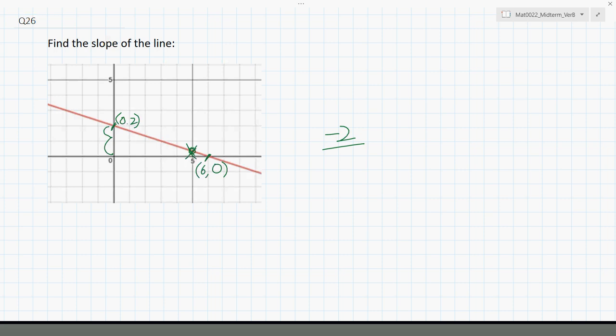Remember how we said rise over run? So my rise was negative. My run is always going to be positive. All right? So I'm going to run 1, 2, 3, 4, 5, 6. So I ran 6 over, and I went negative 2 down. So I could simplify that to being negative 1 over 3.